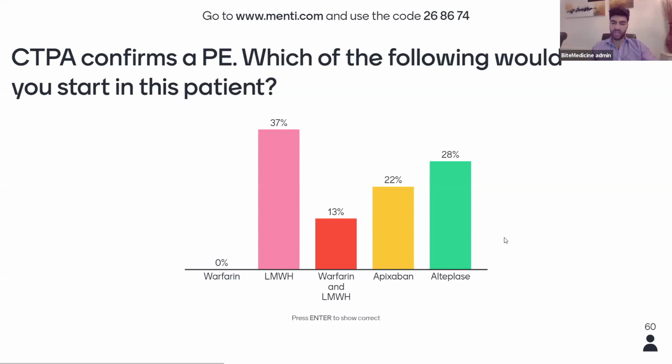So they need thrombolysis. It doesn't matter if it's old guidelines or new guidelines, if the patient is unwell with a PE and they have hemodynamic instability, you need to thrombolyze them. So alteplase is what you need to give them. That's why that's the correct answer.